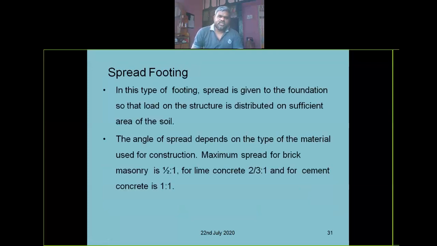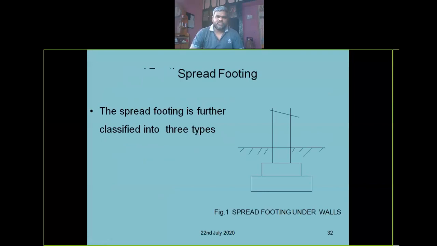Spread footing means that in this type of footing, spread is given to the foundation so that the load on the structure is distributed over a sufficient area of the soil. The angle of spread depends on the type of material used for construction, right? The maximum spread for brick masonry is 1.5 to 1, for lime concrete 1.5 to 1, and for cement concrete 1 to 1. It is given, right? So this spread footing is further classified into three types, right?